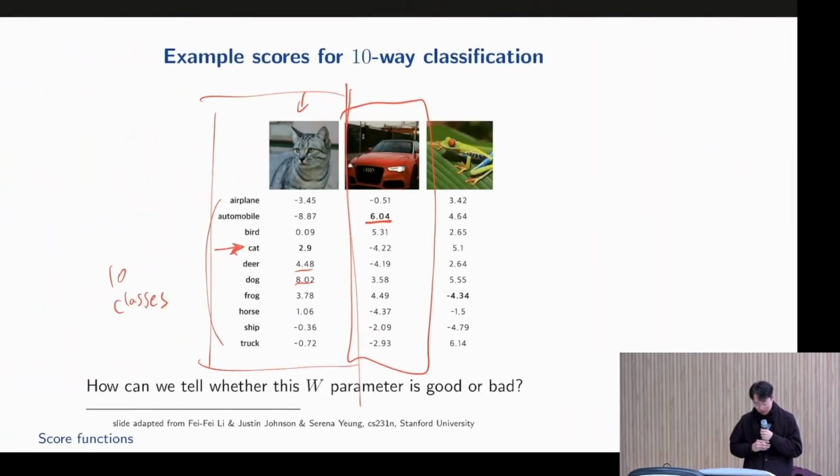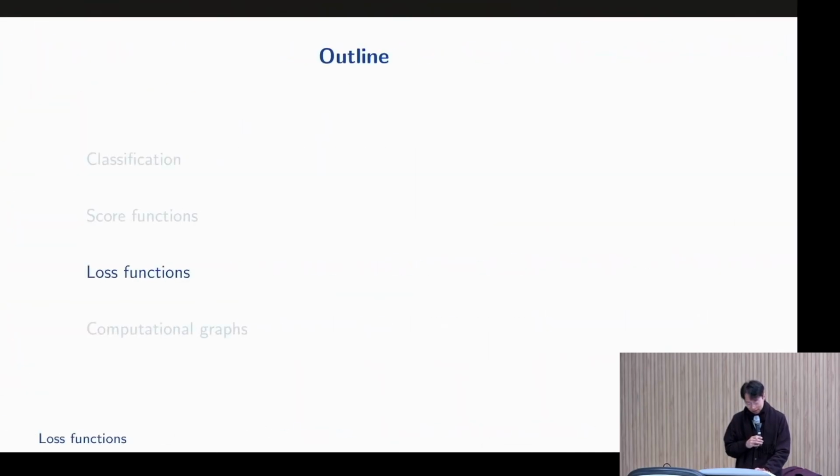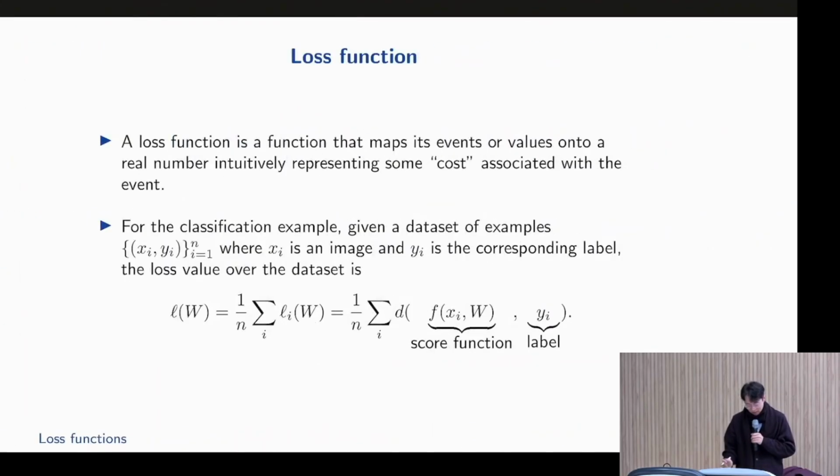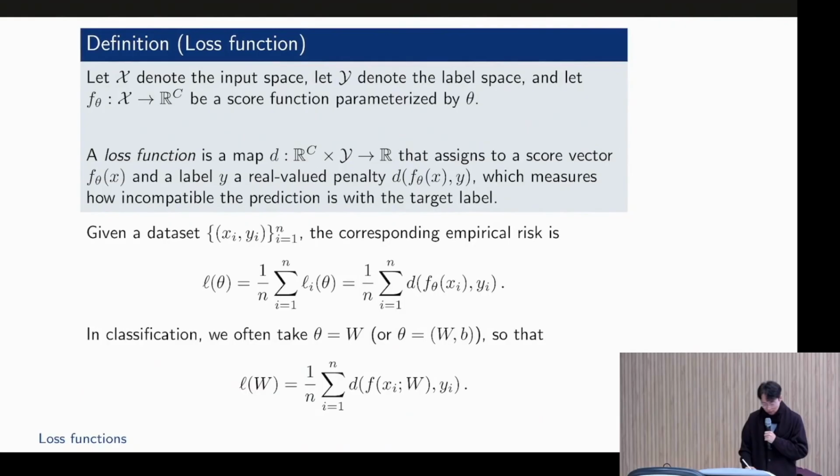Okay, so the important question here is, let's say somebody gives you a score function and the model. How do you quantitatively measure how good this model is? Because without this, we cannot write down the optimization problem. That's where the loss functions come in. So a loss function takes the input and outputs.